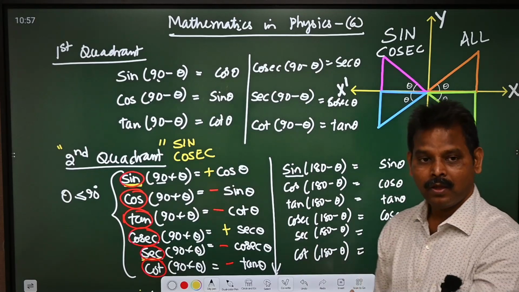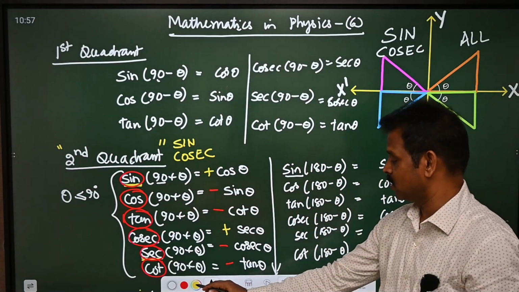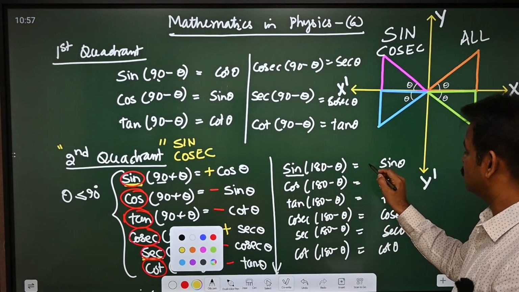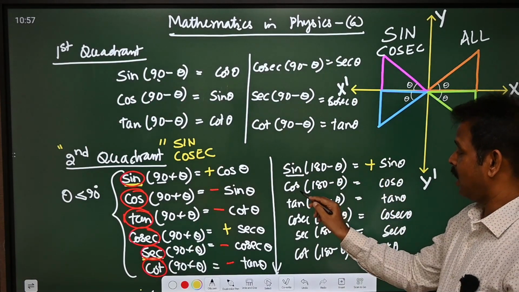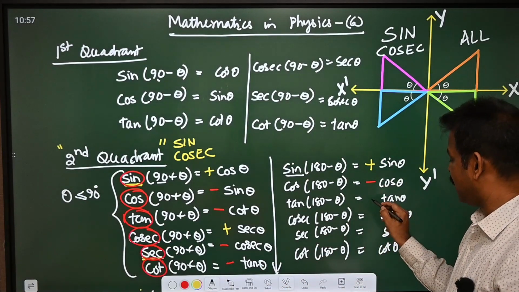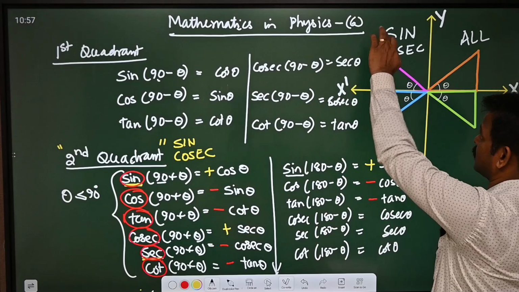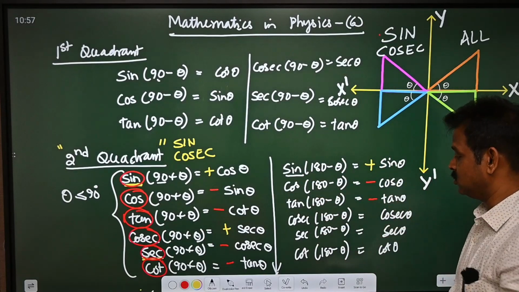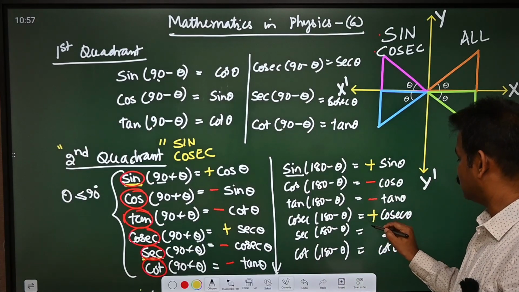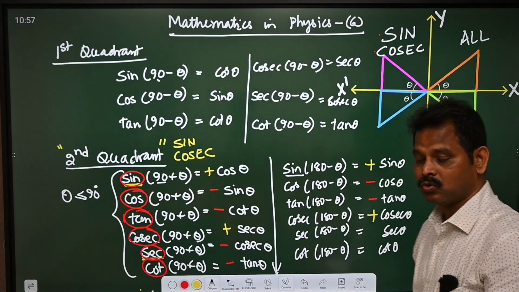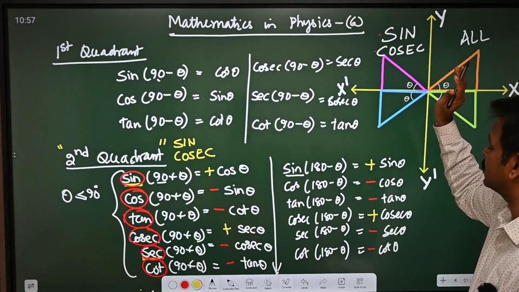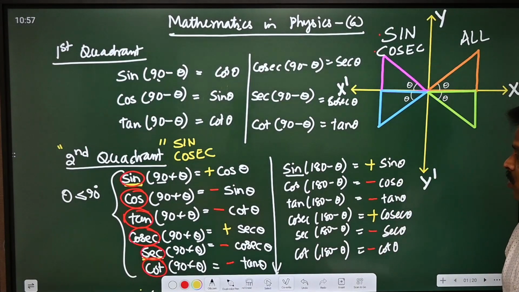Now we will see which are positive here, which are negative here. First one, sin in the second quadrant is positive, so this will become positive. Cos is negative, so this value will become minus cos theta. Tan is also negative because only sin is positive, that's why for sin we are keeping positive. And cosecant is also positive, that's why I am writing plus cosecant theta. And the remaining two, secant and cot theta, are negative because only sin and cosecant are positive in the second quadrant.